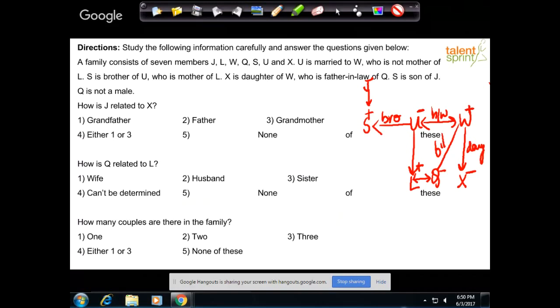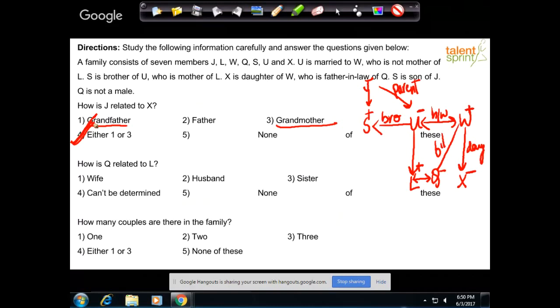How is J related to X? Now, since J is the parent of S, J will also be the parent of U. Since U and S are brother and sister, the children of U, that is X, will be a grandchild for J. So how is J related to X? J may be a grandfather or a grandmother, since we do not know the gender of J. Therefore, the answer is either 1 or 3.